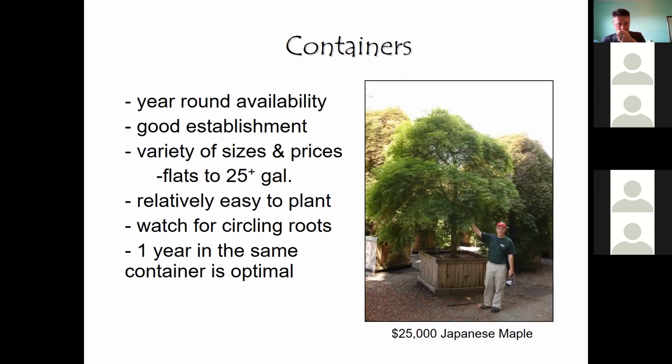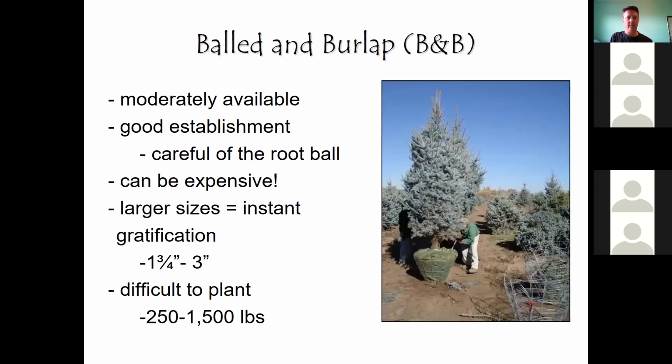One of the problems that they do have, though, is circling roots. We'll talk more about that in a little bit, where the roots just hit the side of the container and want to keep circling. And ideally, they shouldn't be kept too long in the same container. So like one season is typically enough. Sometimes there are more seasons if they're not sold fast enough.